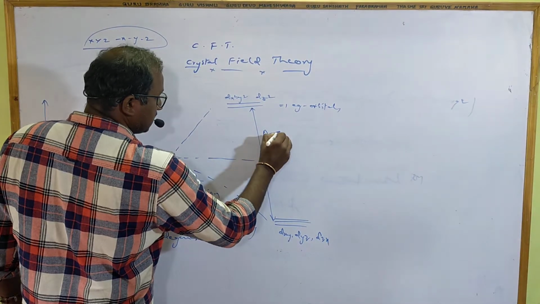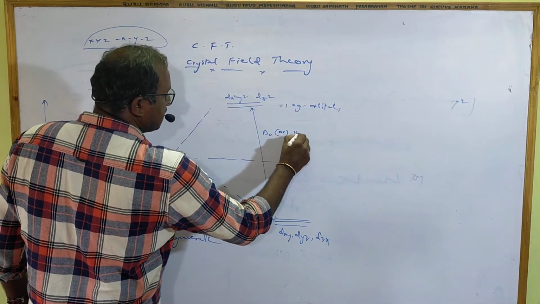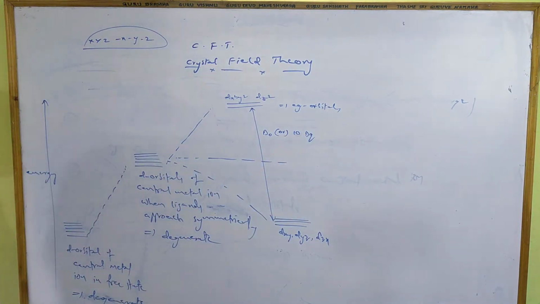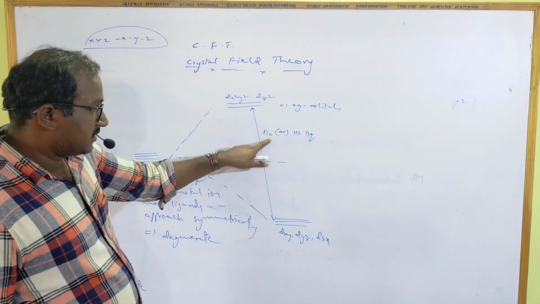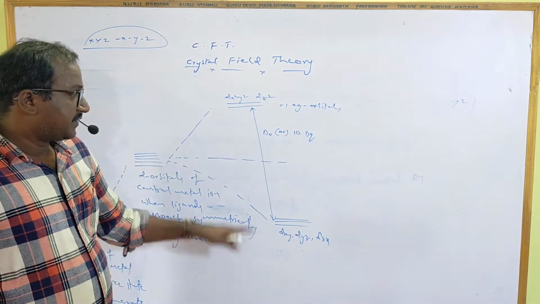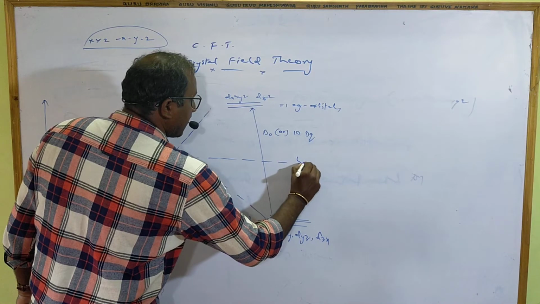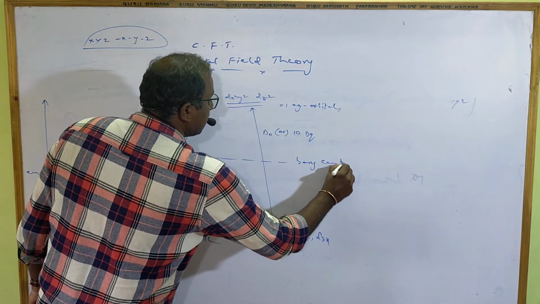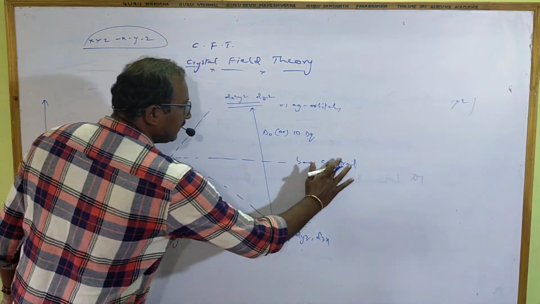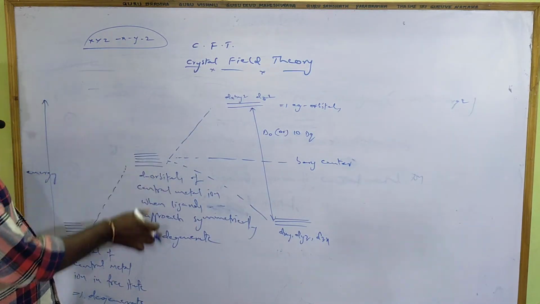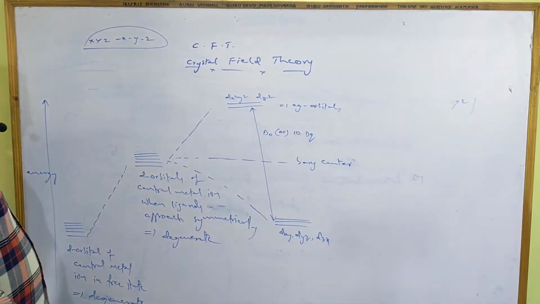In some books it is written as 10 Dq, delta O for octahedral. Delta means the energy difference between them, and this is called the barycenter. Barycenter means the expected energy in a symmetrical approach of ligands.